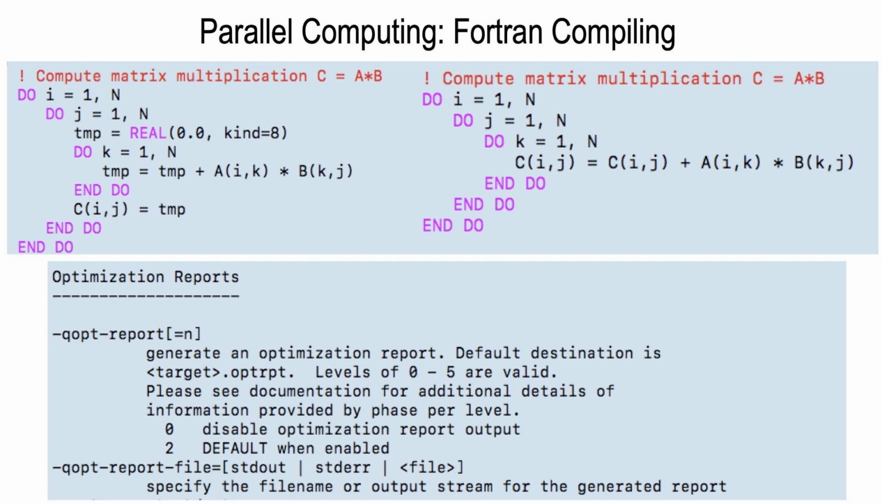In the upcoming video, we'll analyze compilation reports using the QOPT report option for the iFort compiler, as outlined in the help file. Additionally, we'll explore vectorization and single instruction, multiple data for single CPU core parallel computing.